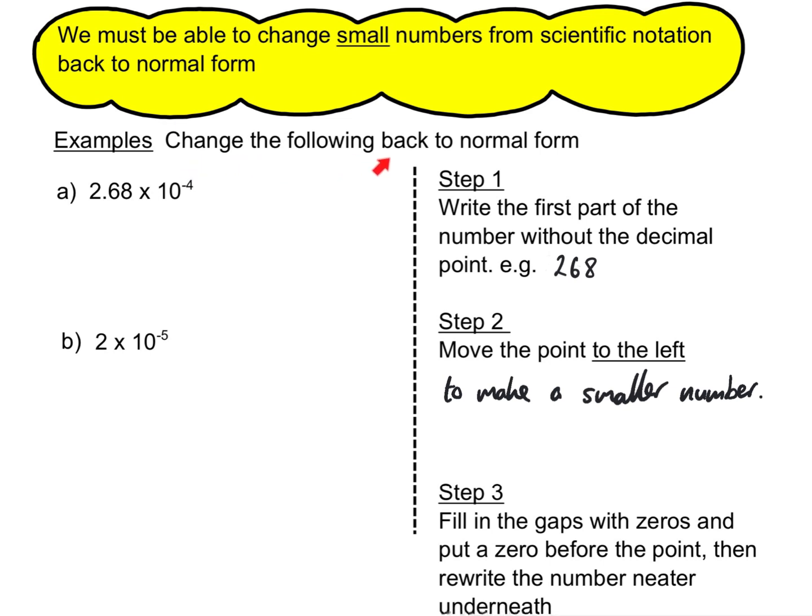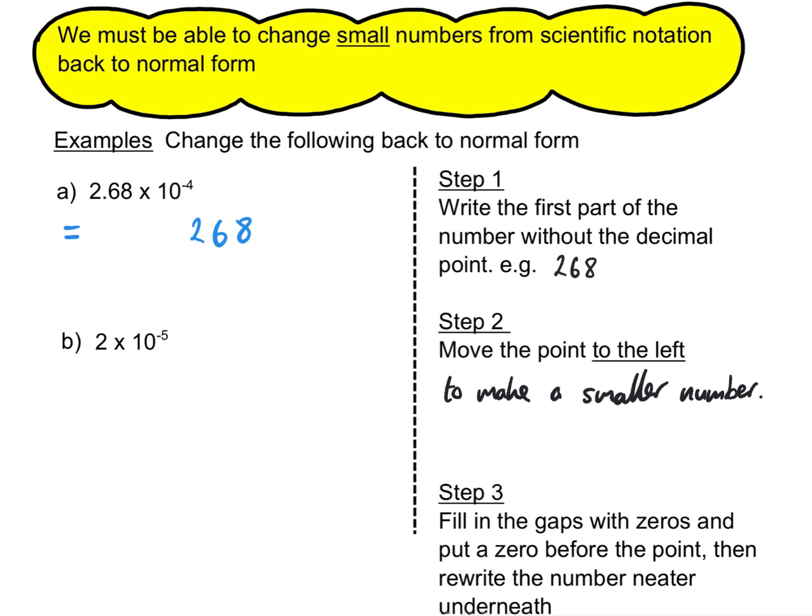We're asked to change these back to normal form. Now, 2.68 times 10 to the negative 4. I'm going to look at that, and then step 1 tells me to write the first part of the number without the decimal point. So I'm going to take this 2.68 here and write that out without the decimal point. And because I'm going to be moving the numbers in the other direction, because it's a negative power, I'm going to write the 2 and the 6 and the 8 over here a little bit and leave myself some space in here. Because it's a negative power, the decimal point will be going this way. So I need to leave space for what's going to happen over here.